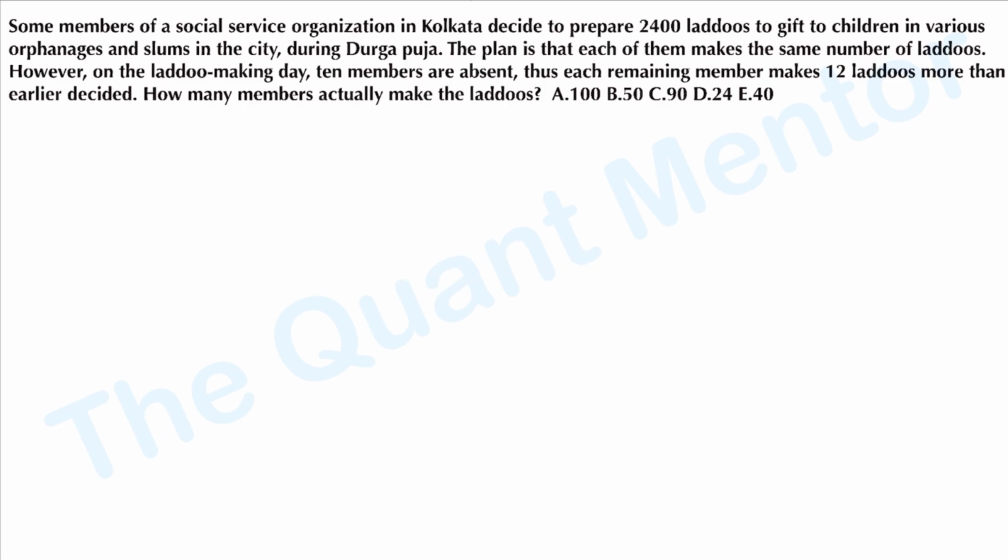Okay, so the question says some members of a social service organization in Kolkata decide to prepare 2400 laddus to give to children in various orphanages and slums in the city during Durga Puja. The plan is that each of them makes the same number of laddus. However, on the laddu making day, 10 members are absent, thus each remaining member makes 12 laddus more than earlier decided. How many members actually make the laddu?